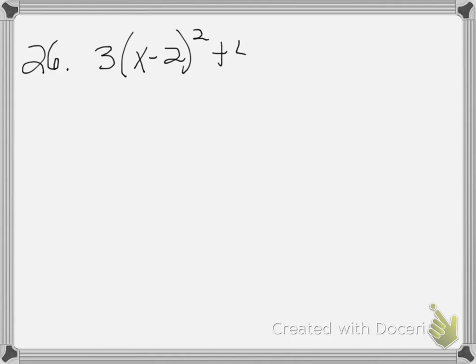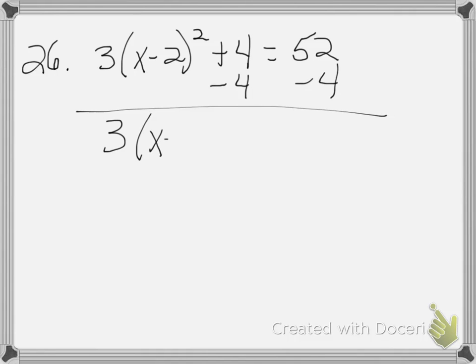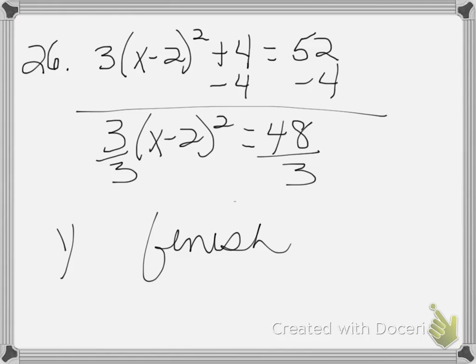Here, on number 26, we want to get the x minus 2 quantity squared by itself first. So we're going to subtract 4. Then we are going to divide by 3. And I want you to finish by taking the square root. And you should be able to finish this problem.